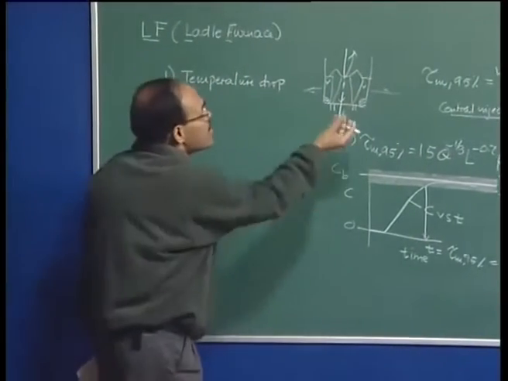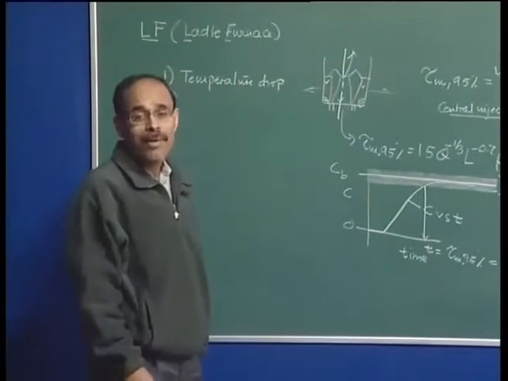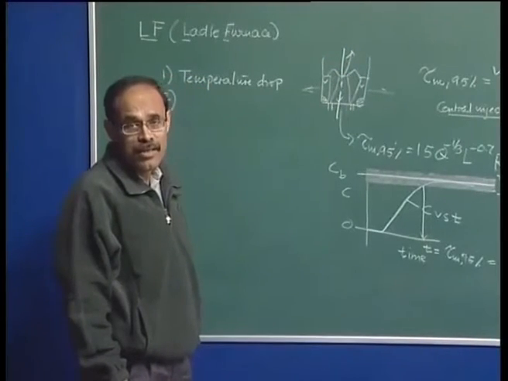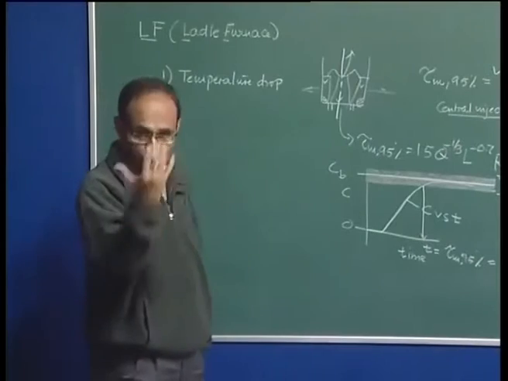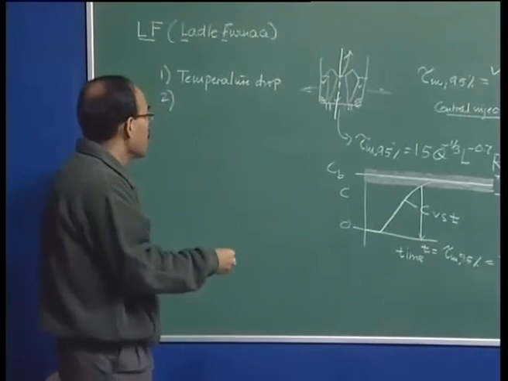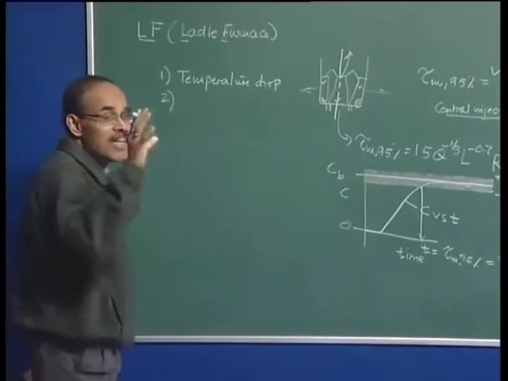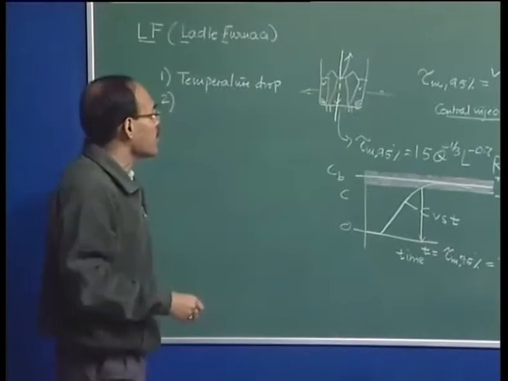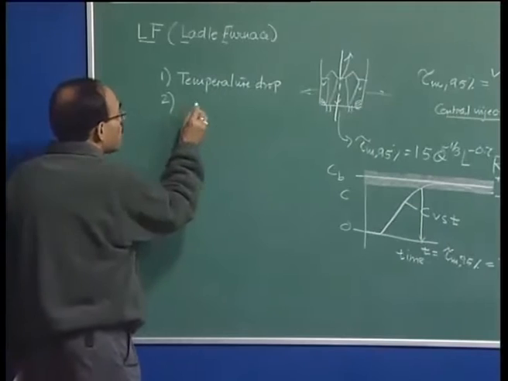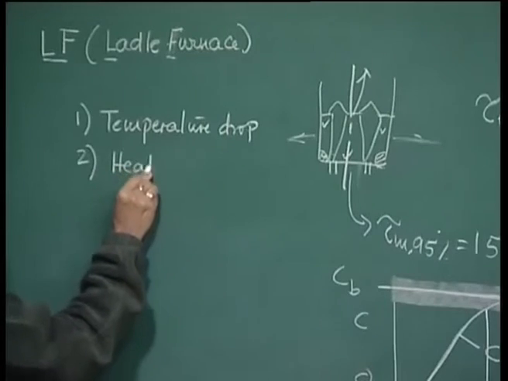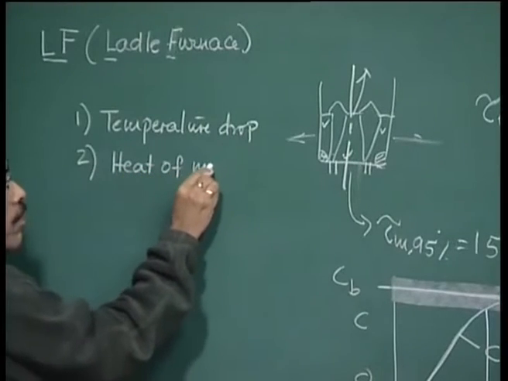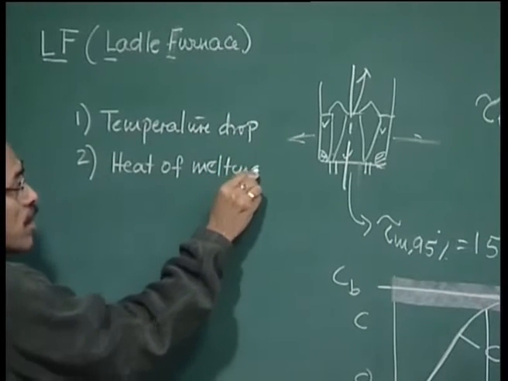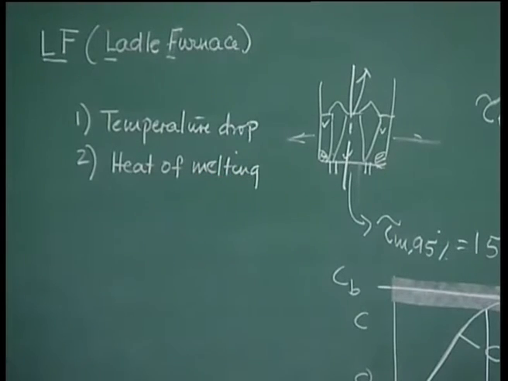We may be adding some alloying additions to adjust the composition of steel. Suppose we may be adding some ferroniobium, some ferrotitanium, to adjust the composition, and these are solid additions. Their temperature has to be taken to 1600 degrees, and they have to melt or dissolve. So, heat of melting we have to supply. Melting is an endothermic process, so we have to supply the heat.